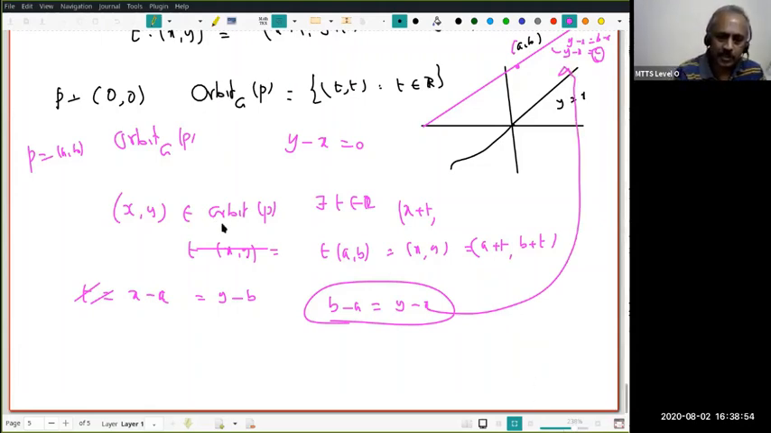Therefore, xy belong to the orbit of P if and only if y minus x equals b minus a, or the same as saying x minus y equals a minus b. Do all of you understand this? Okay.